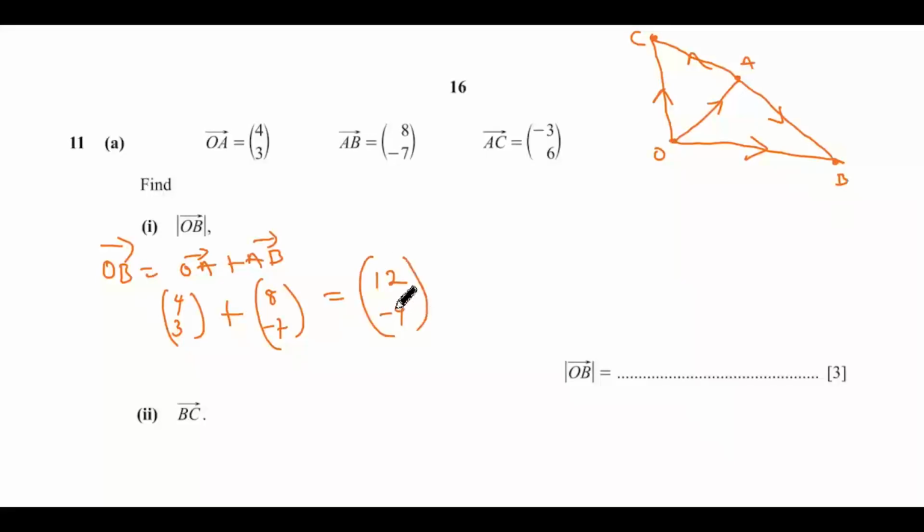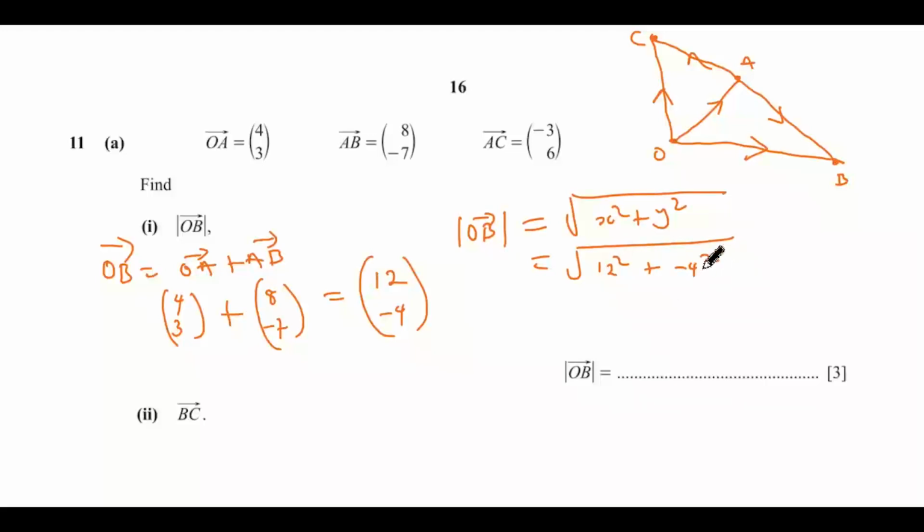So this is vector OB, but we are asked to find the modulus, the magnitude of OB. To do that, we write the formula: the magnitude of OB equals the square root of x squared plus y squared. That will be the square root of 12 squared plus minus 4 squared. If you do this, you get the magnitude to be 12.6 when corrected to 3 significant figures.